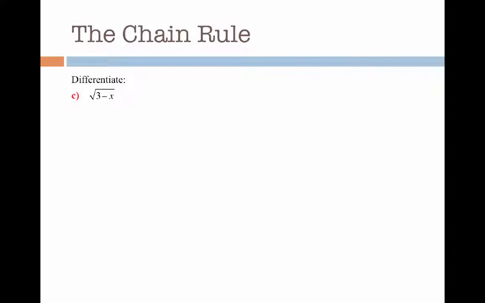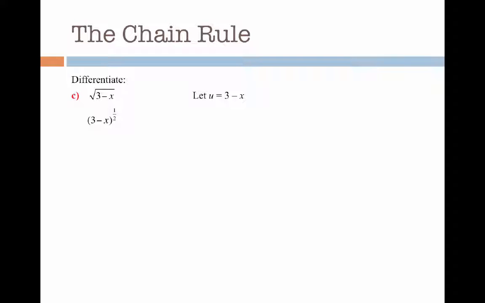Finally, we're asked to differentiate the square root of 3 minus x. And before we can do that, we need to write this with a power. Now going back to our indices work, we should know that the square root of 3 minus x is the same as 3 minus x to the power of a half. So that's what I'm going to be differentiating. We're going to let u equal 3 minus x. That's my bracket. Take a moment to think about what the derivative of u will be with respect to x.